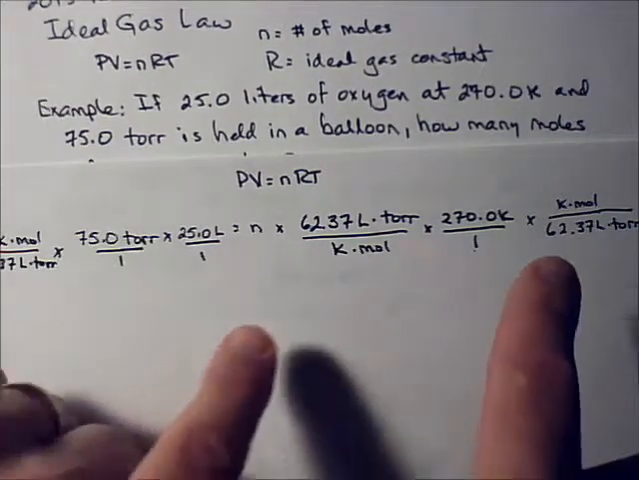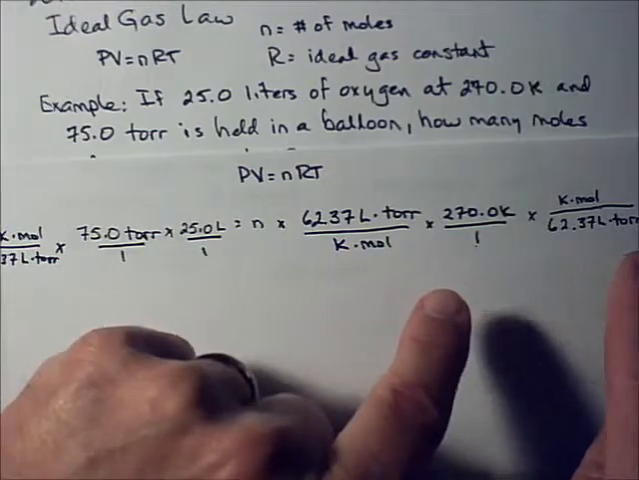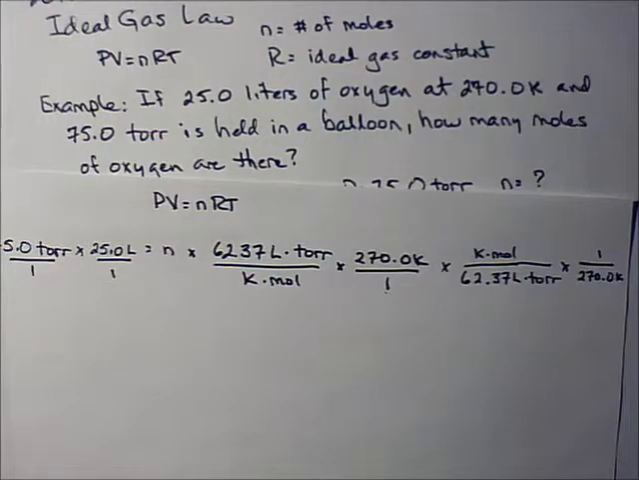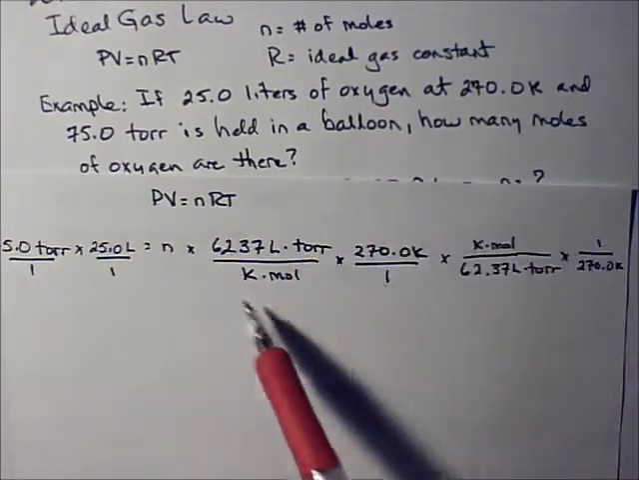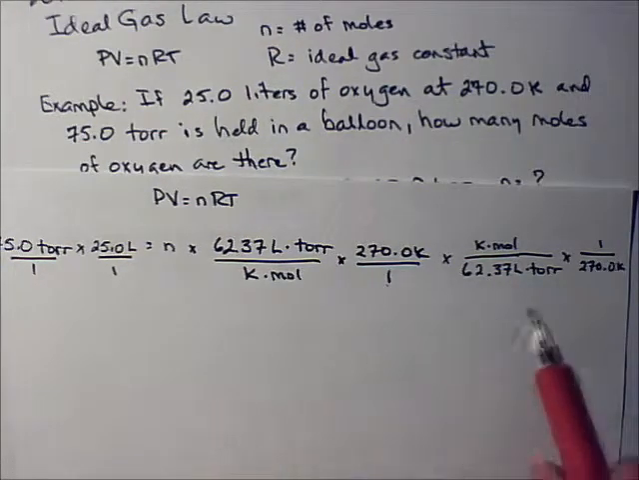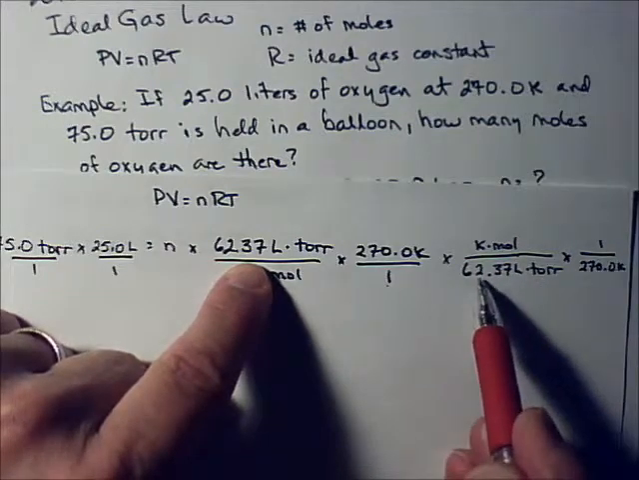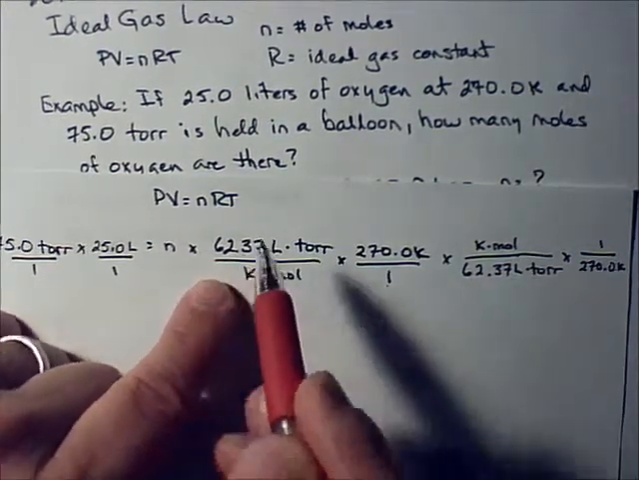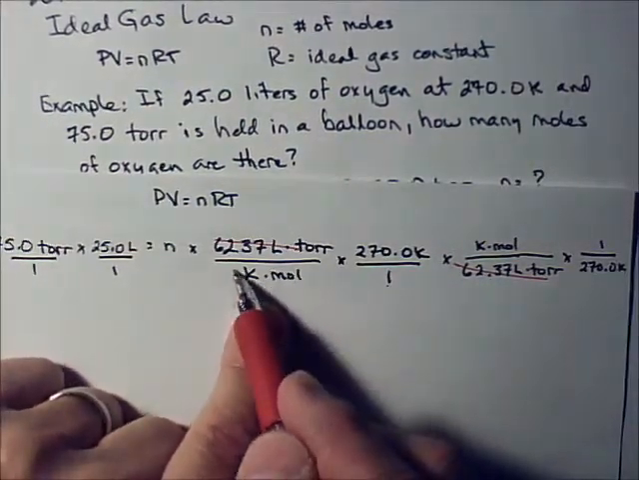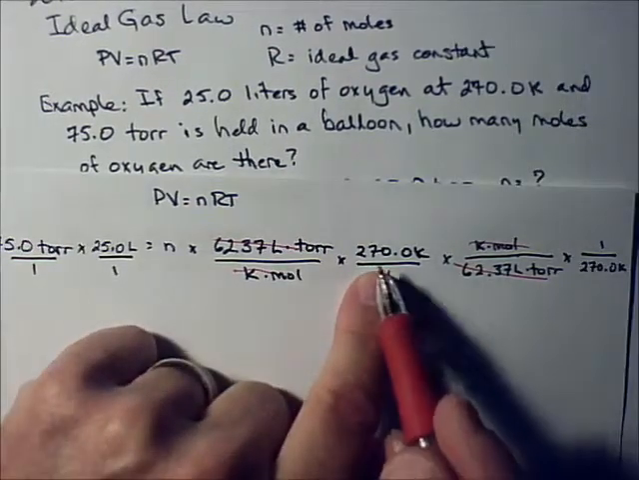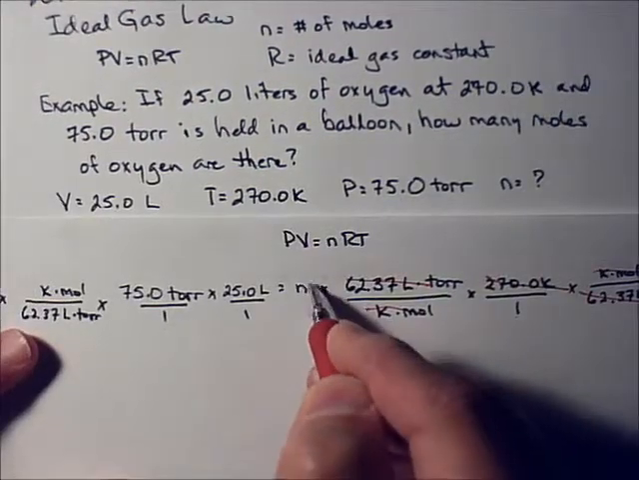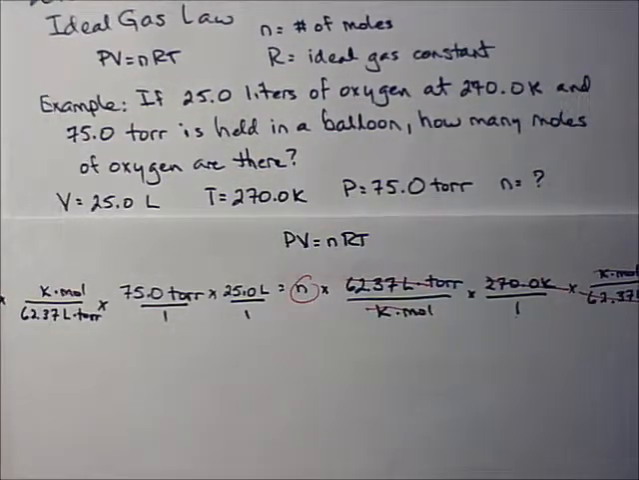I understand. Let's concentrate on this right now. This is the magic I want to deal with. Okay? All right. Pay attention. Look at this. How do we simplify this now? What do we cancel? This 62.37 liter torr, I've got one on the top and one on the bottom. The whole thing can cancel. Kelvin moles cancels. 270.0 K cancels. Everything's gone except n, which is what we wanted.